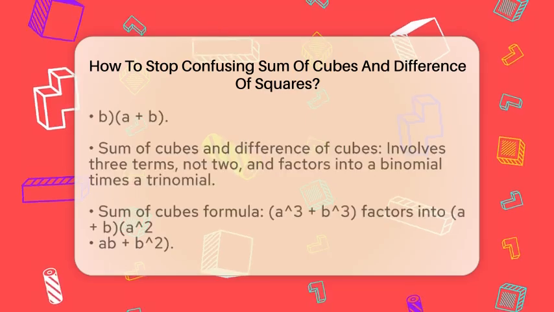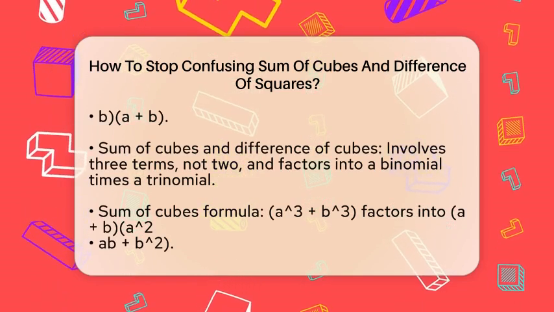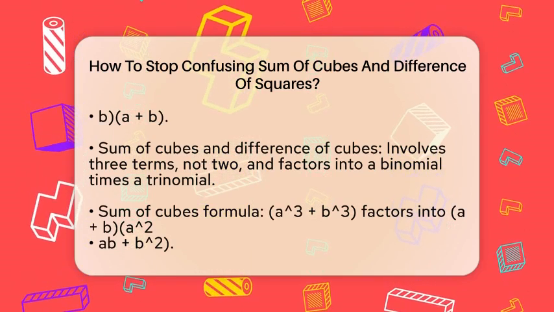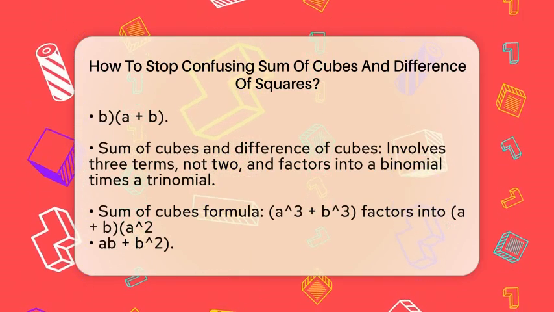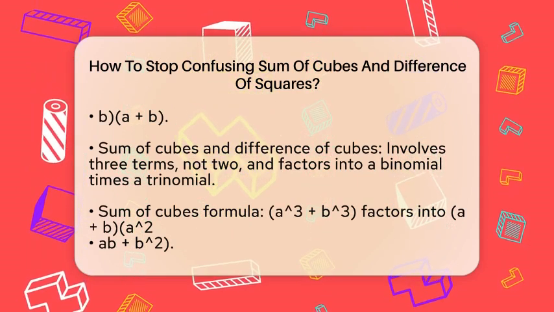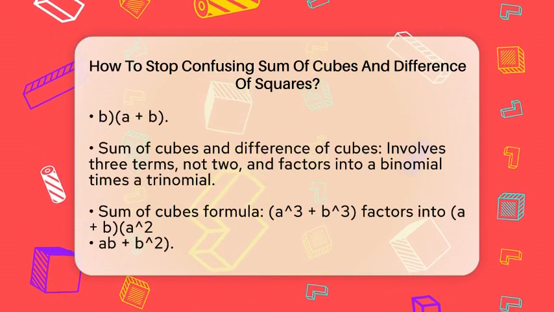Now the sum of cubes and difference of cubes involve three, not two, terms. For the sum of cubes, it looks like a³ + b³. For the difference of cubes, it is a³ − b³. These don't just split into two binomials. Instead, they factor into a binomial times a trinomial. The formulas are different for each.